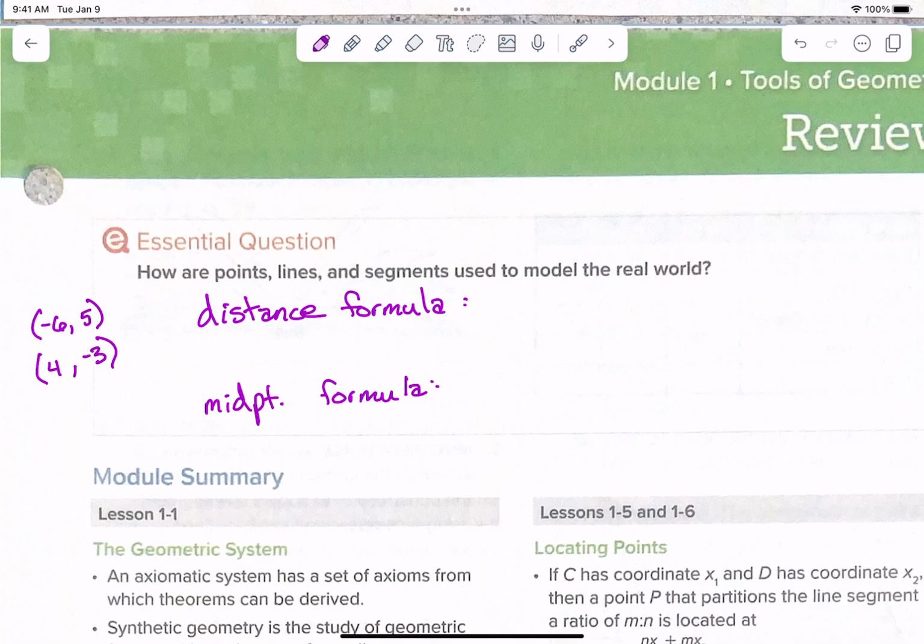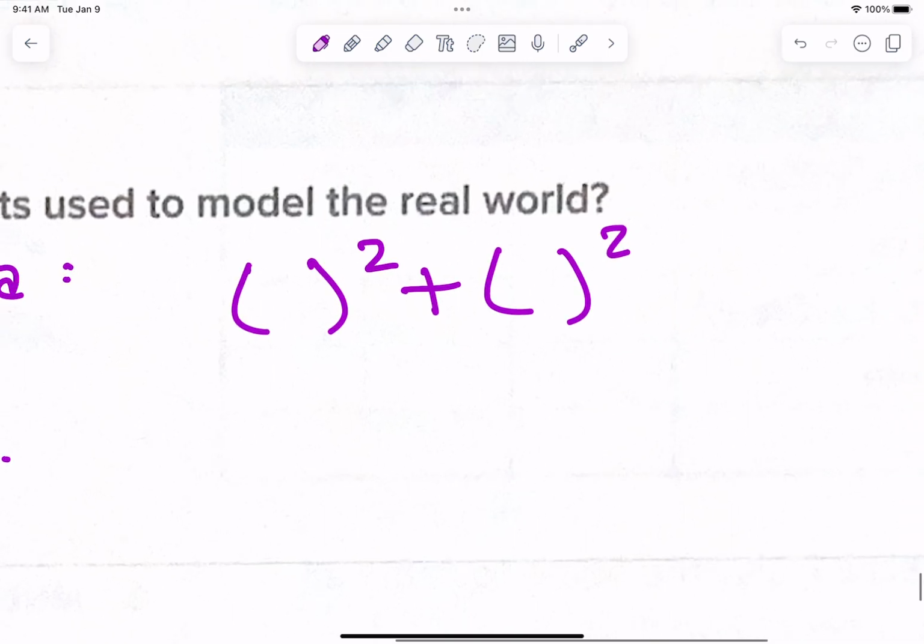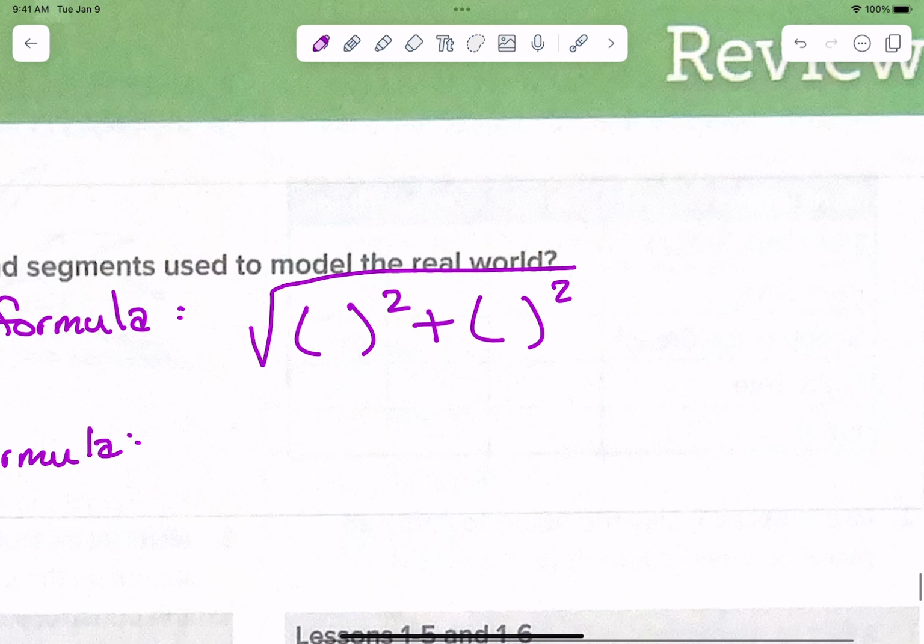Distance formula is based on the Pythagorean theorem. Do you remember that? When we do the Pythagorean theorem, it's a squared, b squared, c squared. So we have a squared plus b squared equals c squared. But rather than doing c squared, we take the square root, right? Okay, that's a squared, b squared, c squared.